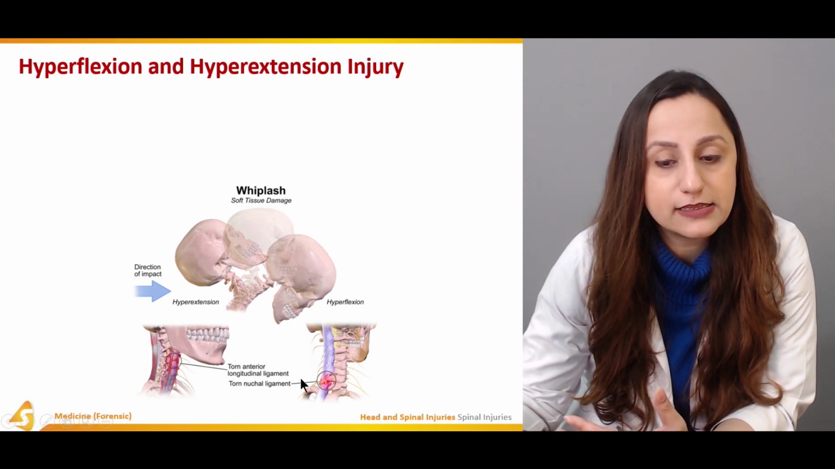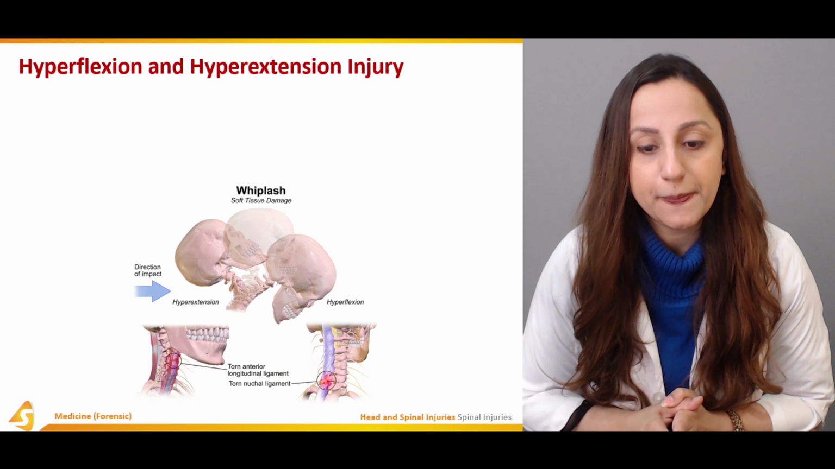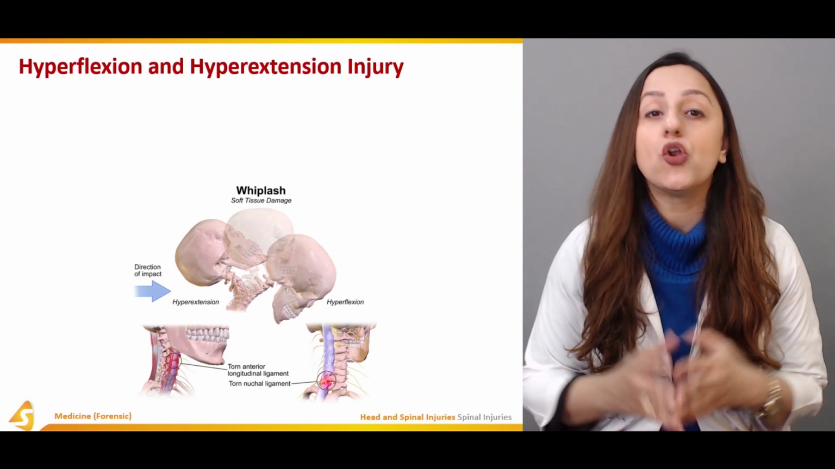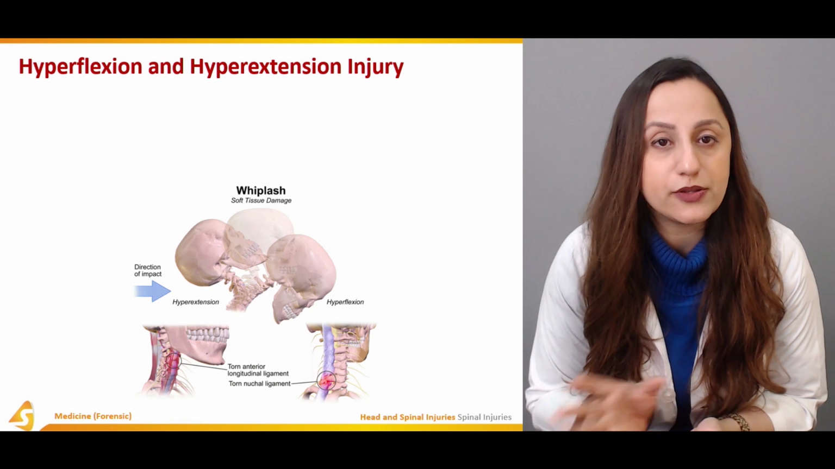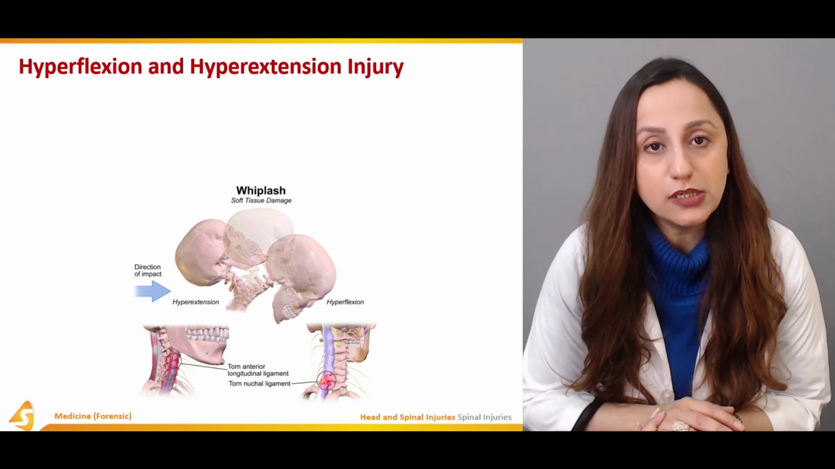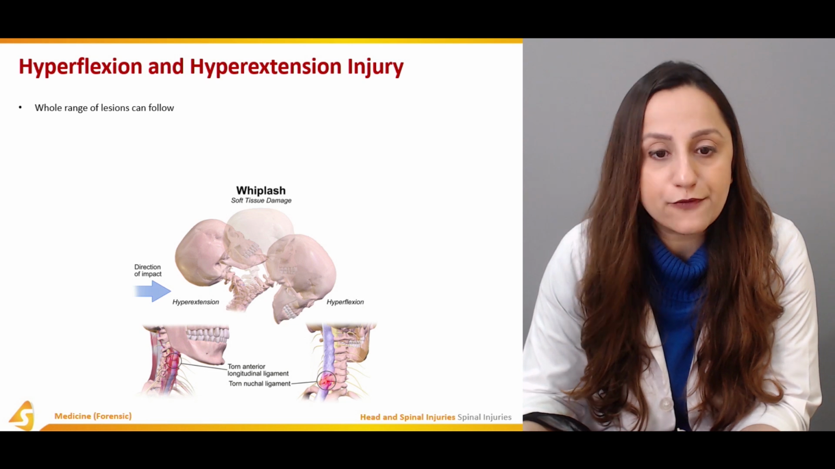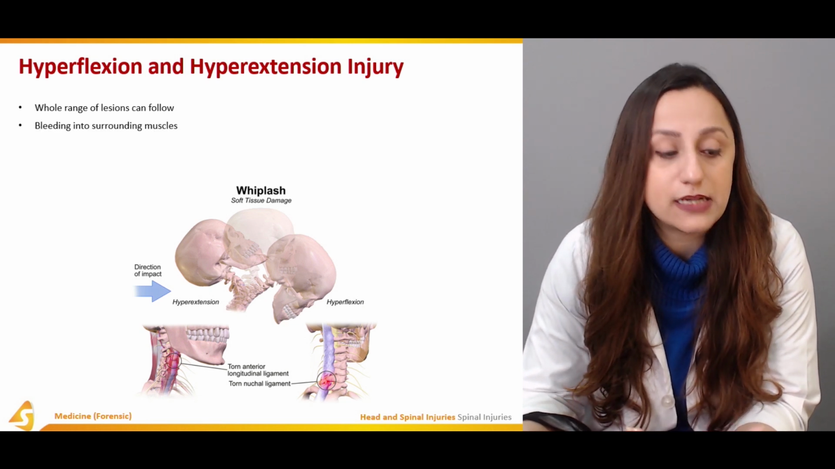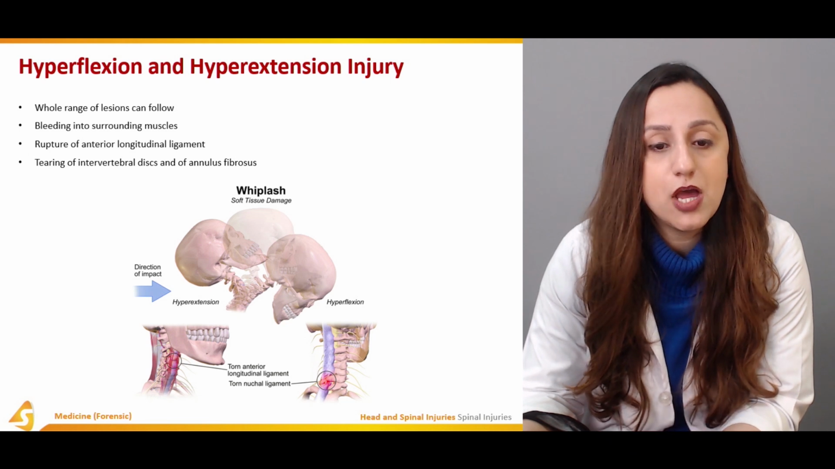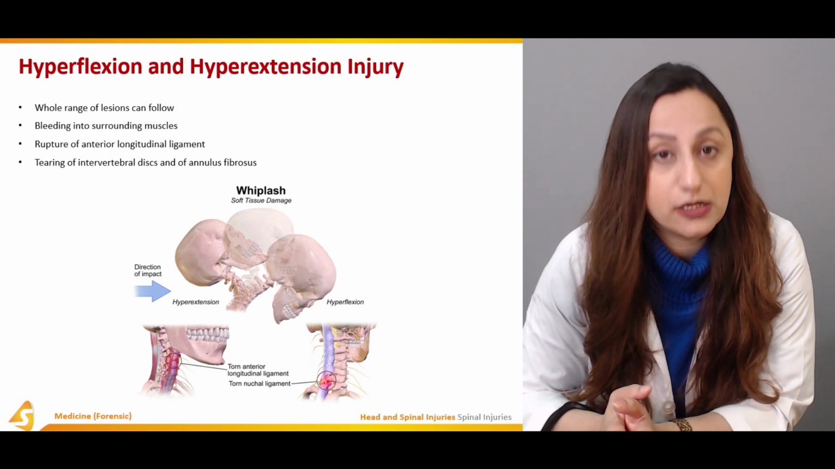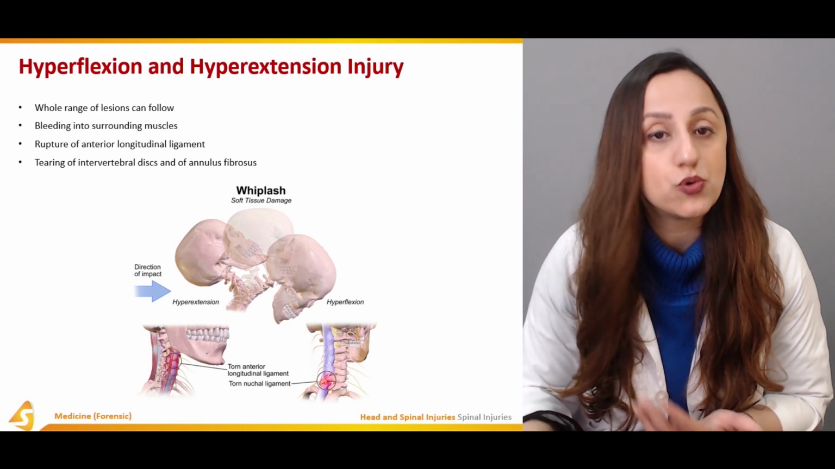So the injuries that a person can sustain in such a case are that the anterior ligaments can be torn, and the nuchal ligaments can be torn, and it will take a lot of time to repair. Although if there is any nerve damage, and any arterial and venous damage, that may take a bit longer, the nuchal and ligamental damage can be quite repaired in such cases. The whole range of lesions can follow, and bleeding into the surrounding muscles starts occurring. The rupture of the anterior longitudinal ligament happens, and the tearing of the intervertebral discs and the annulus fibrosus occurs. So this is basically a range of trauma that can occur in such whiplash injuries in road traffic accidents.